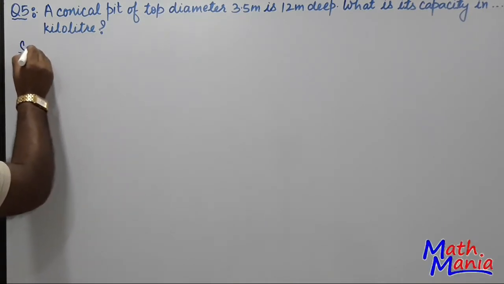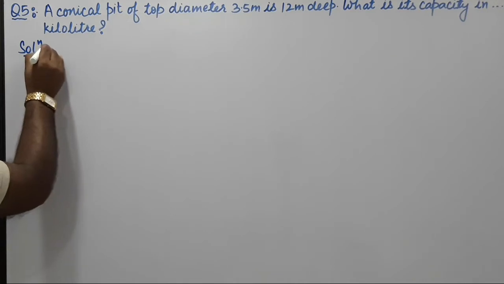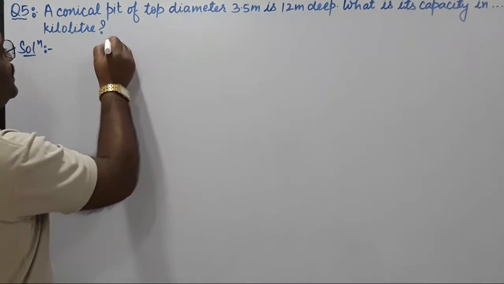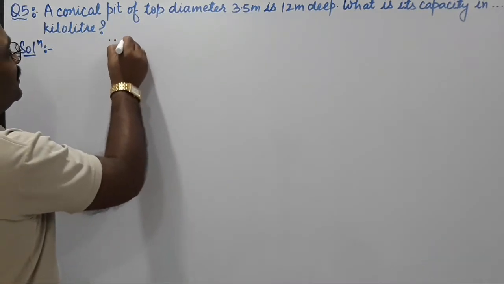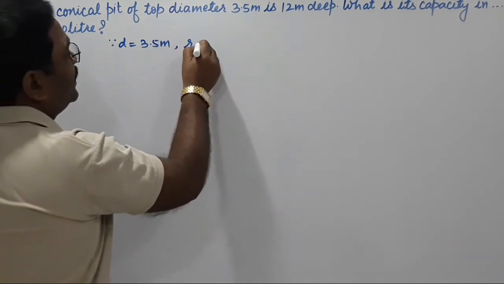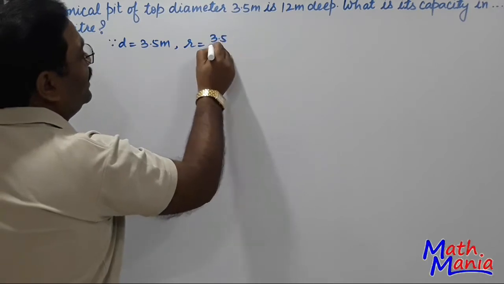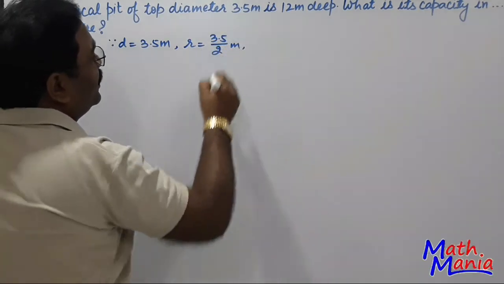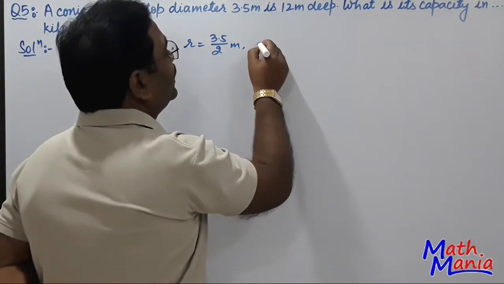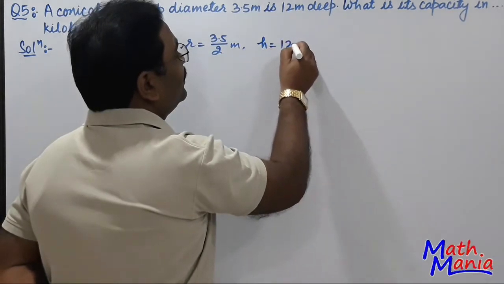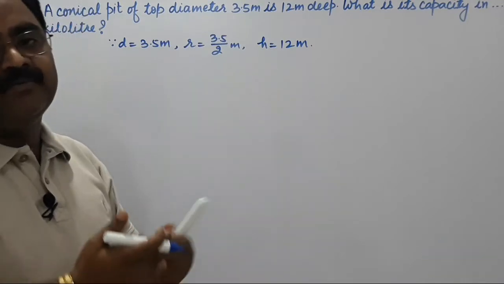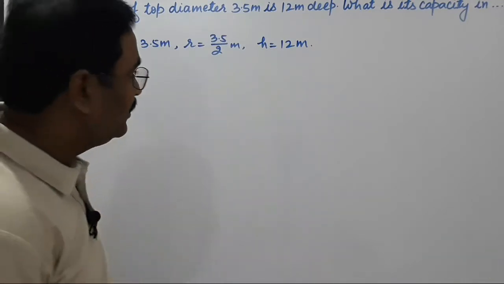In the solution, as the diameter is given as 3.5 meter, therefore its radius will be 3.5 upon 2 meter. Its height, since it's 12 meter deep, will be 12 meter. After writing the information, we need to find the volume of this conical pit.